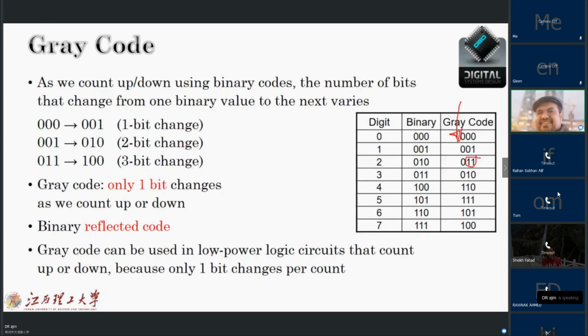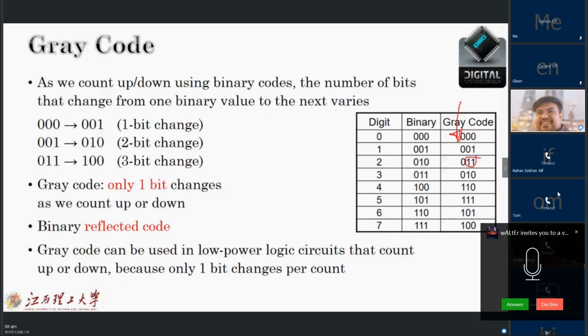And because only one bit will change, using this gray code will help us to save the number of internal circuits that we need inside of our ICs. This we will talk about later, and then you will see the difference in the internal design circuits.